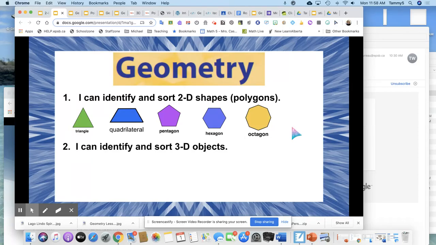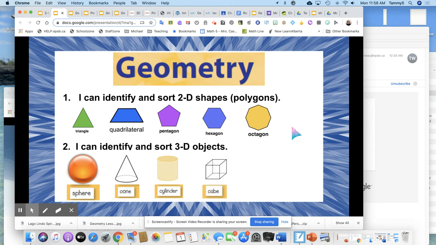The second I can statement is I can identify and sort 3D objects like a sphere, a cone, a cylinder, a cube, prism, and pyramid. So hopefully today you'll get a chance to look at the I can statements and fill in your traffic lights, either a yellow, a green, or a red. And remember to do this before the unit, and then we'll do this again at the end of our unit, and hopefully you will be all greens on these two objectives.